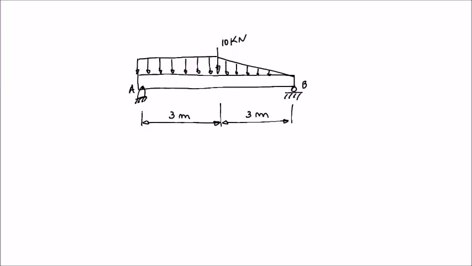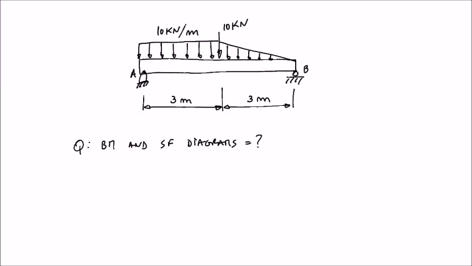So let's say this UDL is 10 kilonewtons per meter. And this triangular goes from 10 kilonewtons per meter to 0 at point B. So the question is, draw the bending moment and shear force diagrams for this beam.